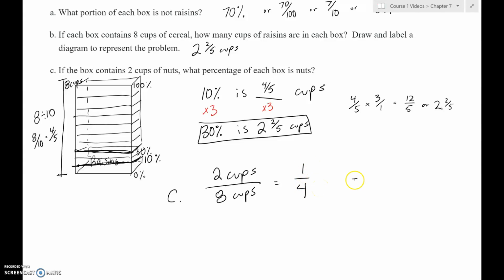If you weren't sure, you want to turn it into a percentage, you want to get the denominator to 100. So you would multiply both by 25. 4 times 25 will get us to 100. Here's our giant 1 here. And 1 times 25 is 25, so 25%.